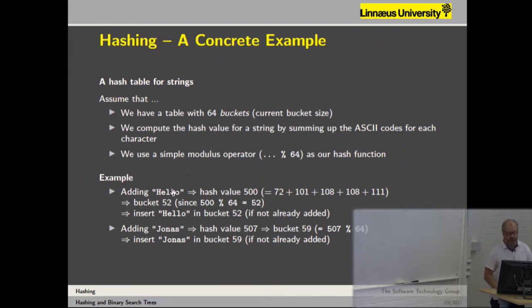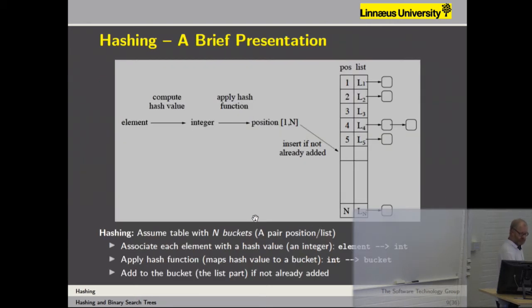So, for example, if I would like to add hello, then the hash value would be 500. These are the ASCII codes for hello summed up. That means I should insert it into bucket 52, since 500 modulus 64 is 52. And then I insert it into this bucket if it's not already added. So I compute the sum of ASCII codes, I apply the hash function, which was modulus in our case, and I look through the list here. Do we have hello or not? If not, then we add it as a new element to this list.